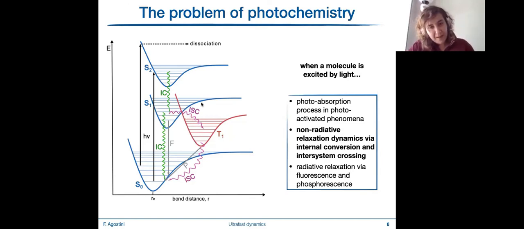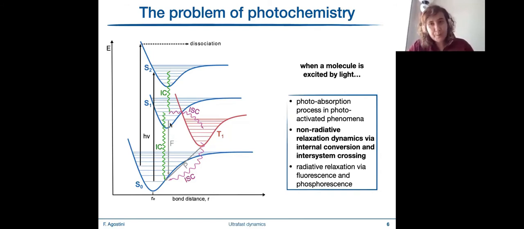The ISC instead indicates intersystem crossing. These are again non-radiative relaxation pathways that are mediated by spin-orbit coupling. And in fact, as you can see here, they take place between states of different spin multiplicities. I forgot to say that internal conversions take place between electronic states with the same spin multiplicity.